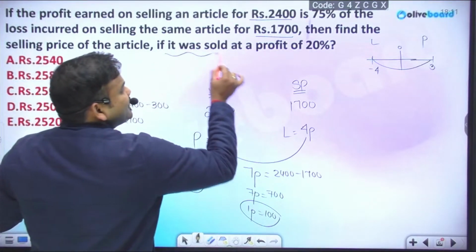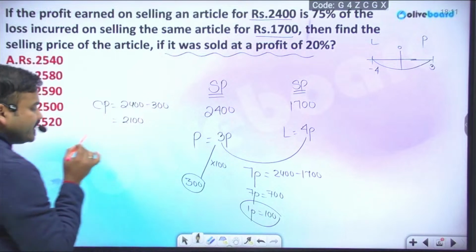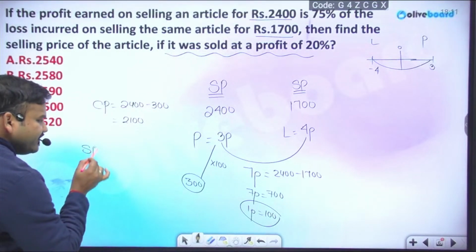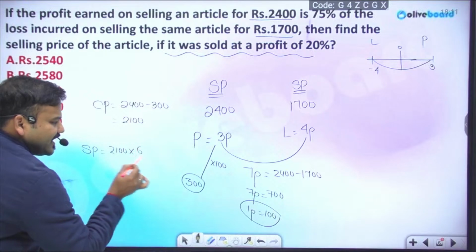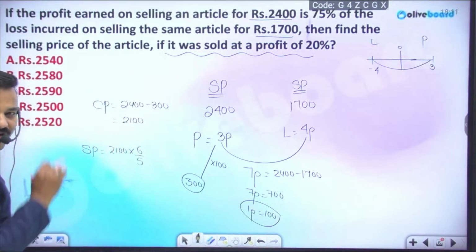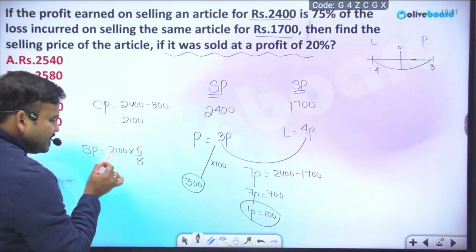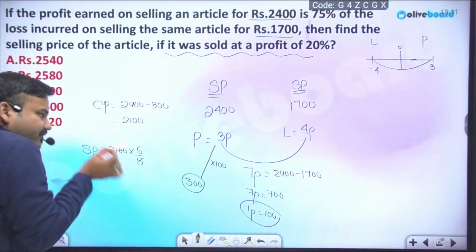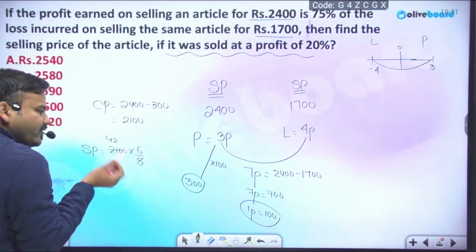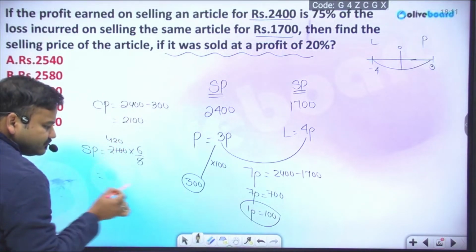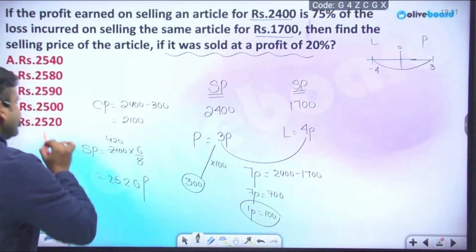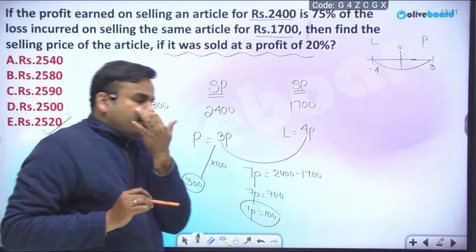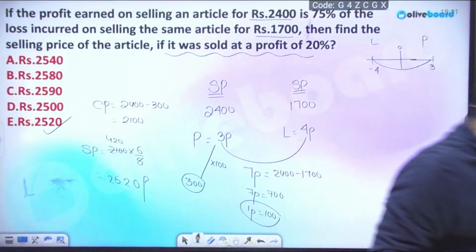What is the selling price when the same article is sold at 20% profit? So 2100 is the cost price. You need to sell it at 6 by 5, which is 20% profit. Any number divided by 5 should be doubled first. So this is 42, and eliminate 10. 2520 will be the selling price of the article. Is it clear?